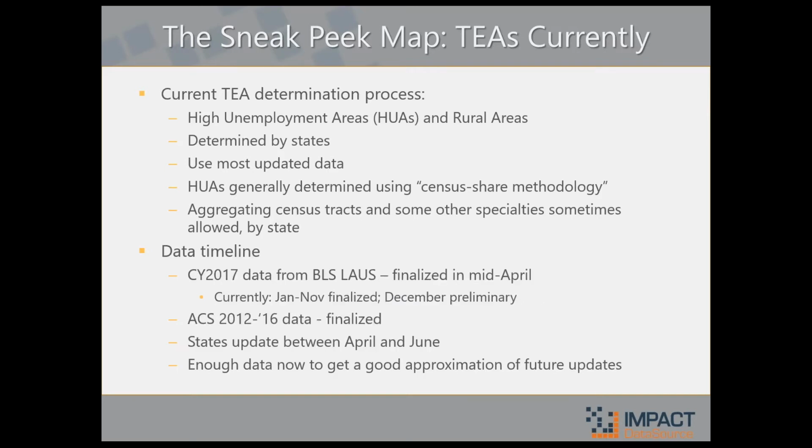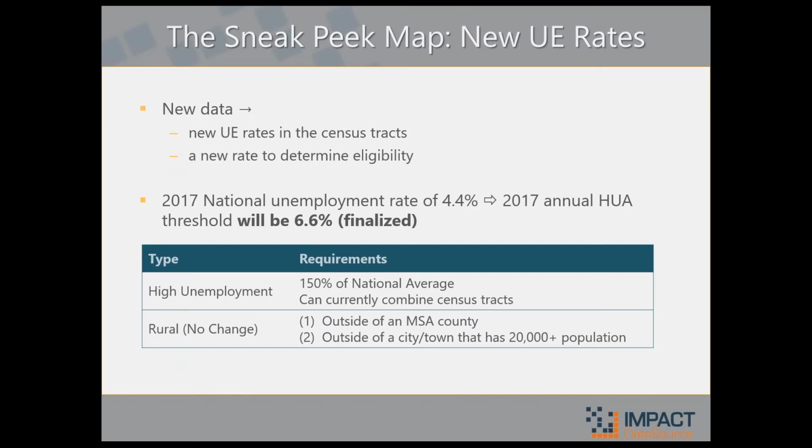So with all that said, we do have enough data now to get a really good idea of what the unemployment rates will ultimately look like, meaning that you get to see these projections ahead of the time when the final data will be released. The updated data means that both the unemployment rates of the tracts will likely change, but it also means the national threshold to determine TEA eligibility will change.